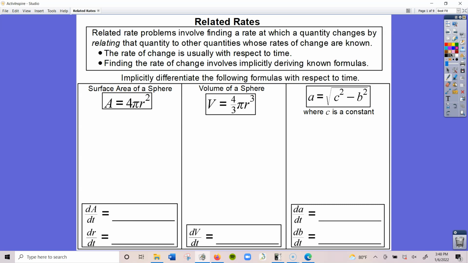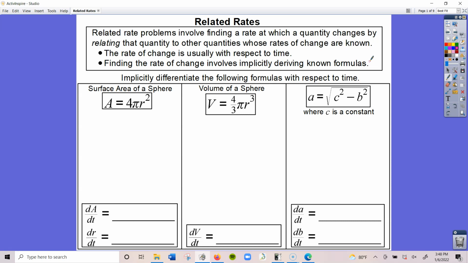Hey guys, today we're going to learn about related rates. Now, a related rate is a problem where you're trying to find the rate at which something is changing by relating it to other known quantities that we know about that problem.